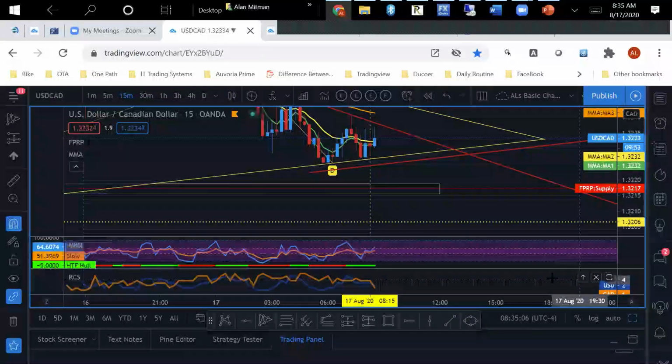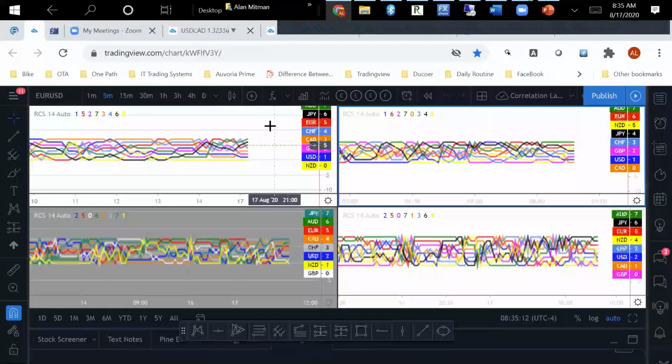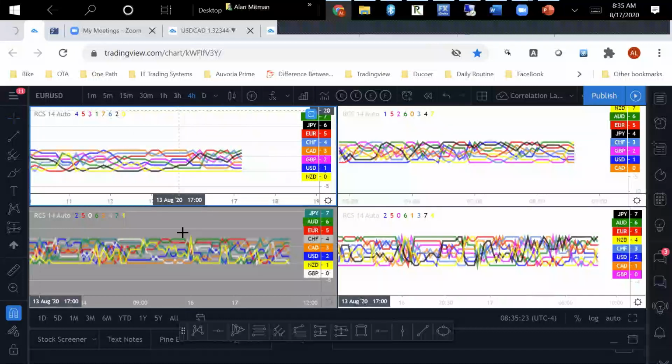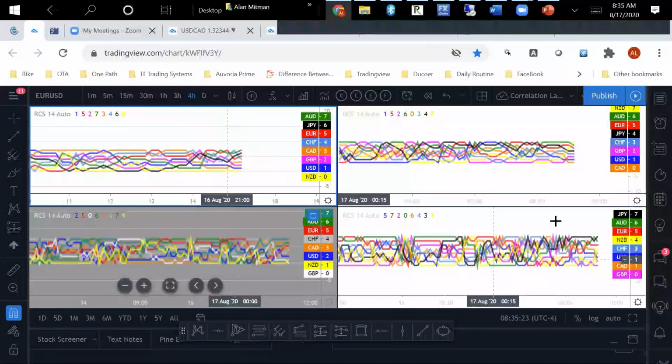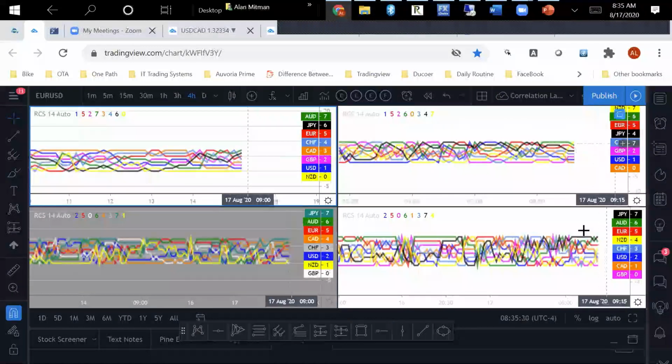Let's just say that. And if I look at the overall markets of all the currencies on the different time frames, this is the RCS tool, and basically this is looking at the 8 major currencies, and right now it's showing that the Aussie and yen are the strongest on the 4-hour chart and the 30-minute chart, as well as on the 15 and on the 5. Well, it's not so much the 5, but the 15.